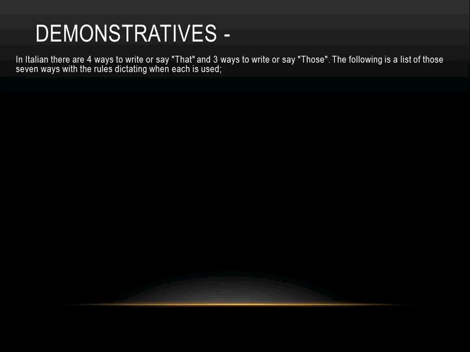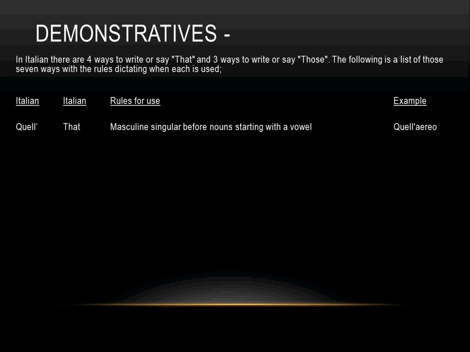In Italian, there are 4 ways to write or say that, and 3 ways to write or say those. Following is a list of those 7 ways, with the rules dictating when each is used. Now, this one runs a little bit different. If we look at the first one, quel, it's almost as if the QUE is the root here, and the letters that follow parallel the definite articles, whereas the other one just used O, A, E, I, the same way that those general nouns did.